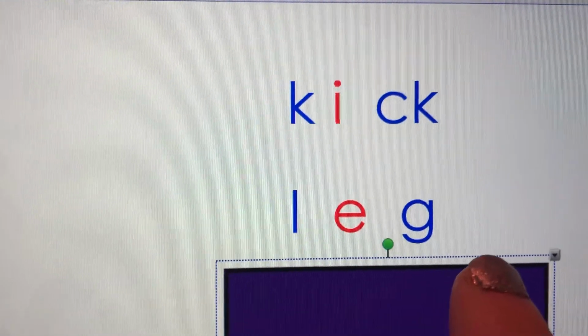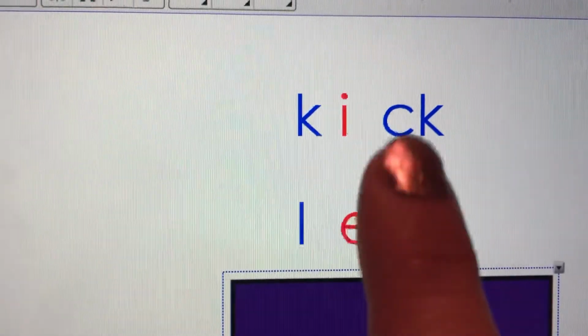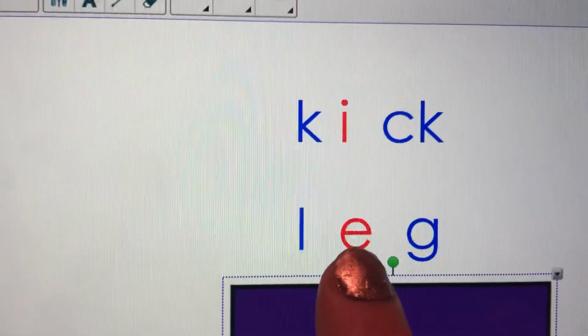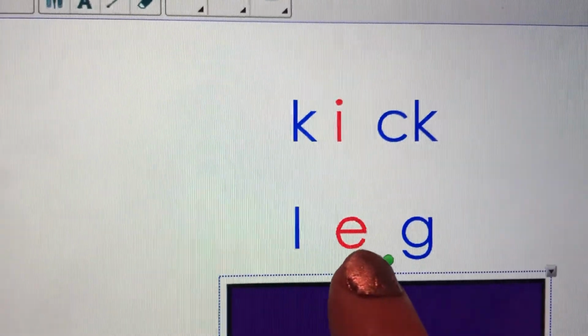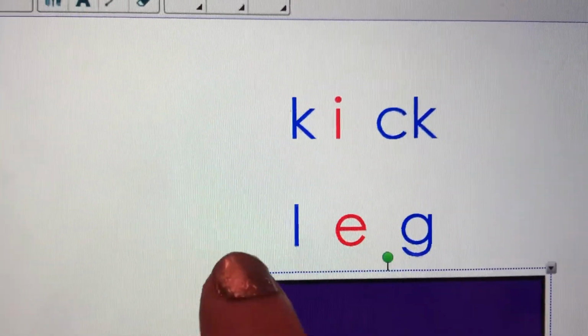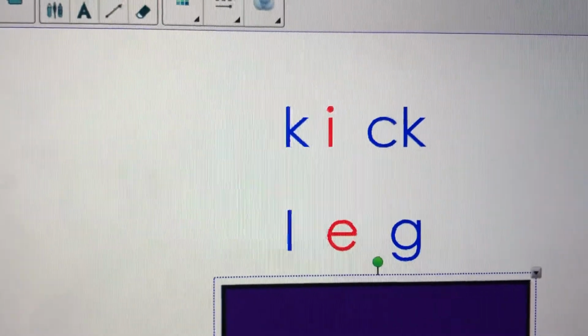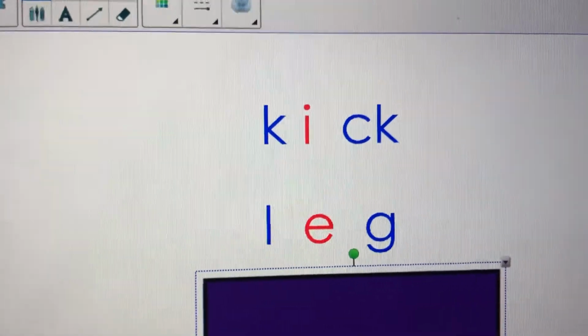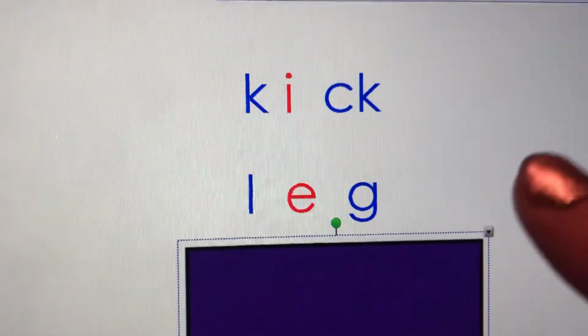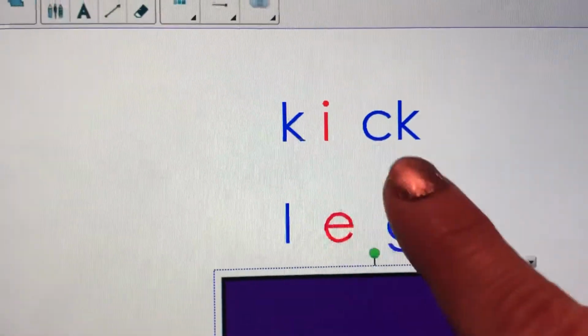Did you say it? Okay, let's check it together. Ready? One more time. L, e, leg. Leg. If that's what you said the first time, give yourself a round of applause. Yay. Okay, legs. We have kick, leg.